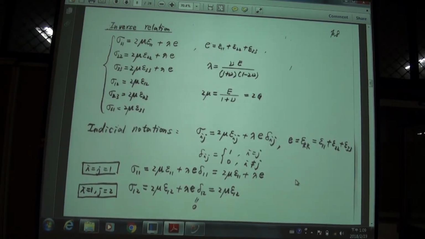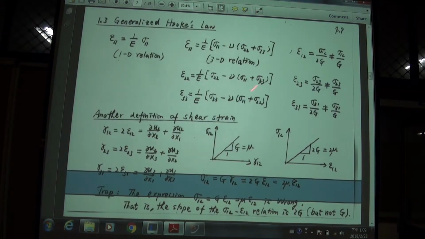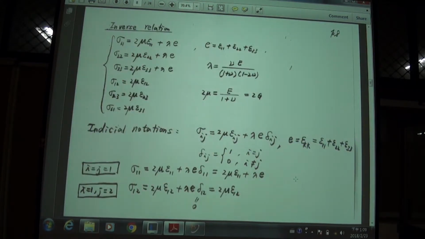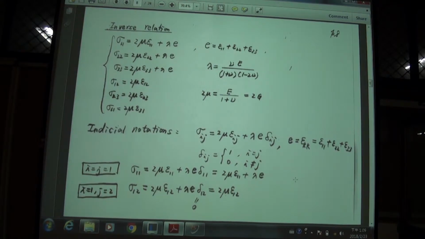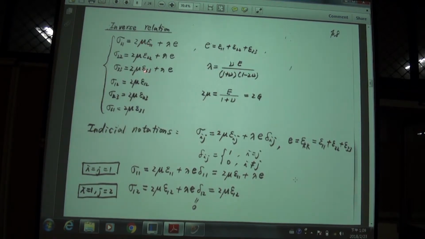This inverse relation can be derived from this relation. This is a homework. I will assign it to you in the class. Don't worry, you have the chance to practice the mathematical calculations. So this is the inverse relation. We calculate the stress from the strain. And the shear stress-strain relation is simple.